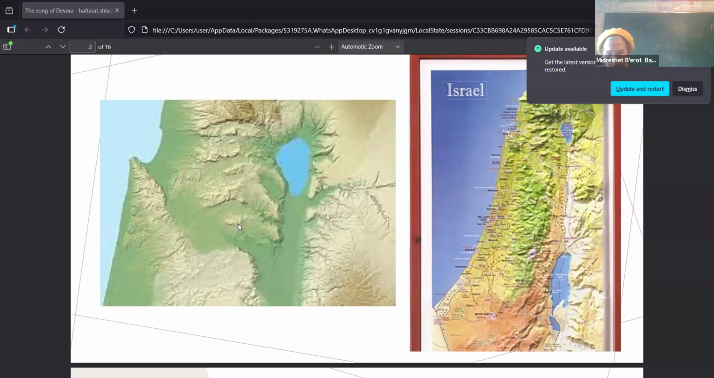Now, it's generally understood as wife of Lapidot. No? No? Either way. You can understand it both ways. It depends who you happen to be reading. But it could be either one. What else do we know about her?